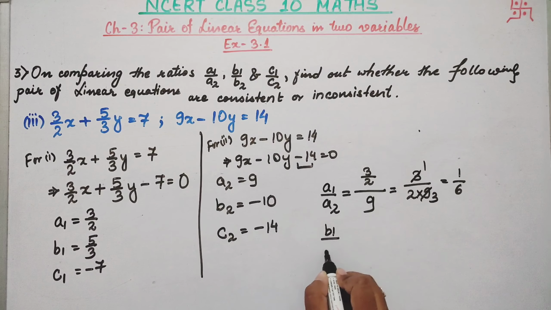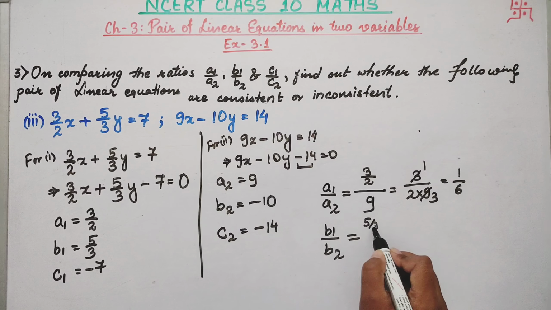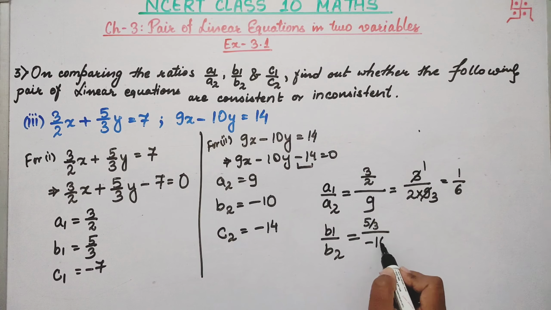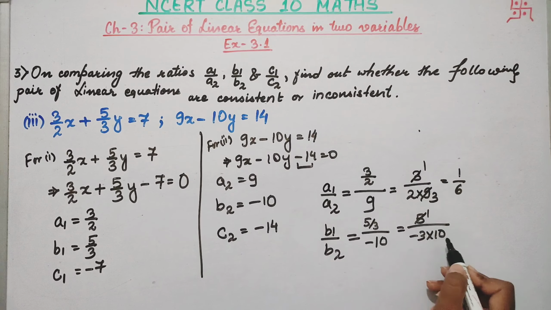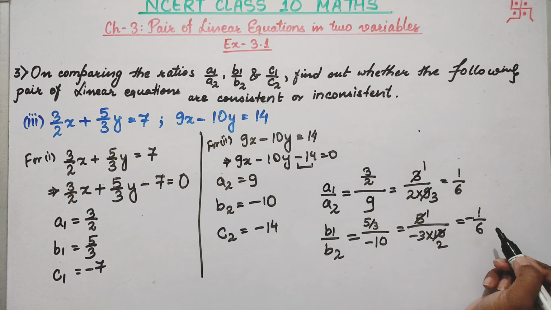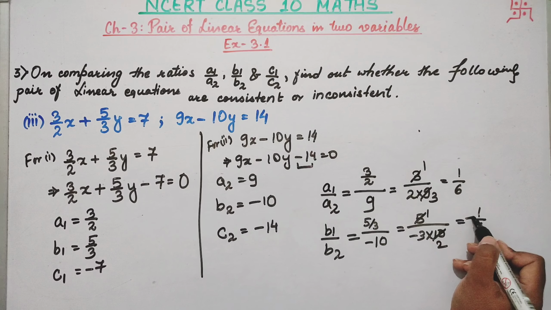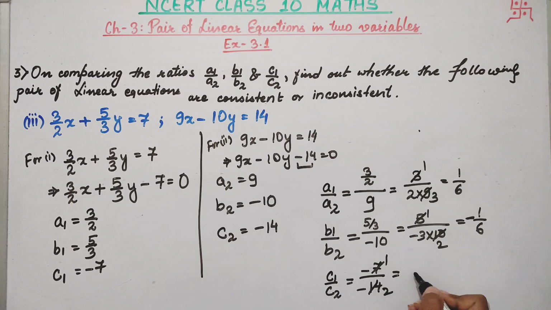Next we have b1 by b2. Here b1 is 5 by 3 and b2 is minus 10. So we have 5 by minus 3 into 10. It will cancel out. It is minus 1 by 6. Do remember the sign. c1 by c2 is equal to minus 7 by minus 14, that is plus half.